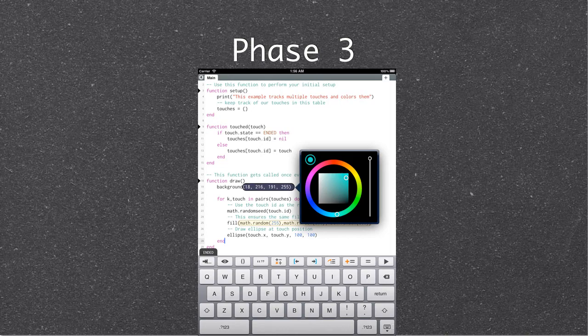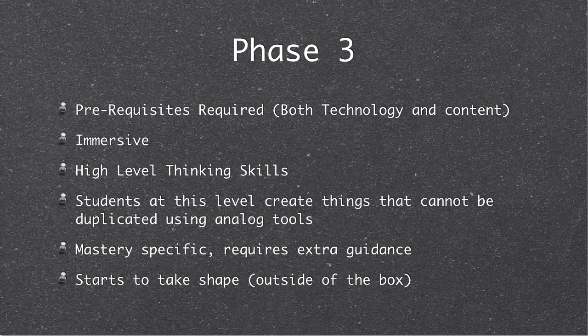In phase 3, a classroom instructor might say, hey, make a program that will complete that problem. Now, you are actually asking the students to know how to work that problem so well that they can create the solution in a software program. High level thinking, very engaging, extremely exciting for the student. So it's immersive. There's high level thinking skills. Students at this level create things that cannot be duplicated with analog tools. It's mastery specific. It requires extra guidance, and it starts to take shape outside of the box.